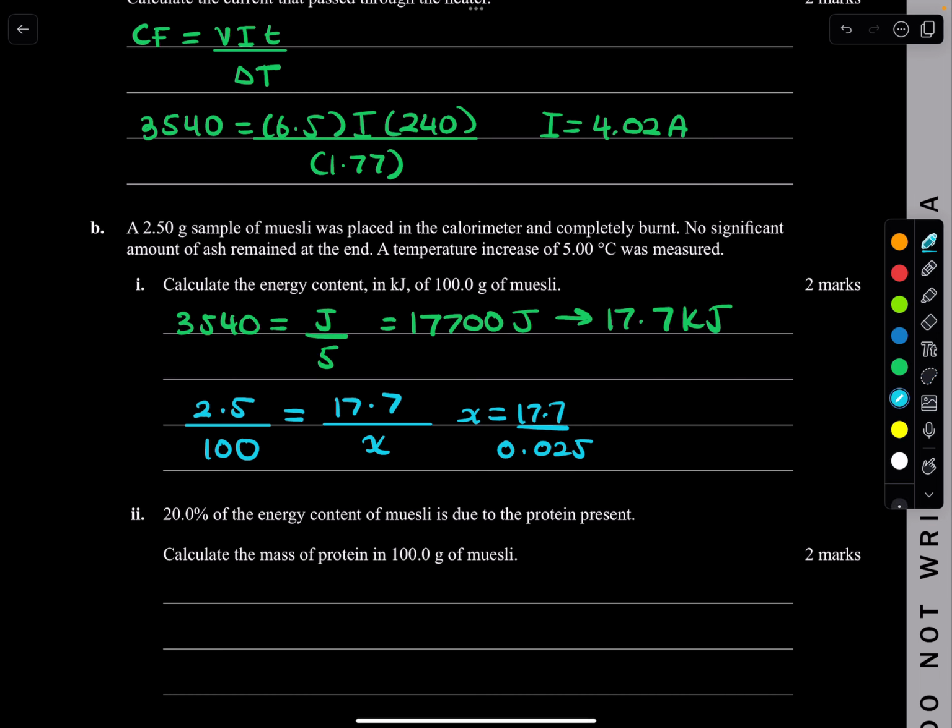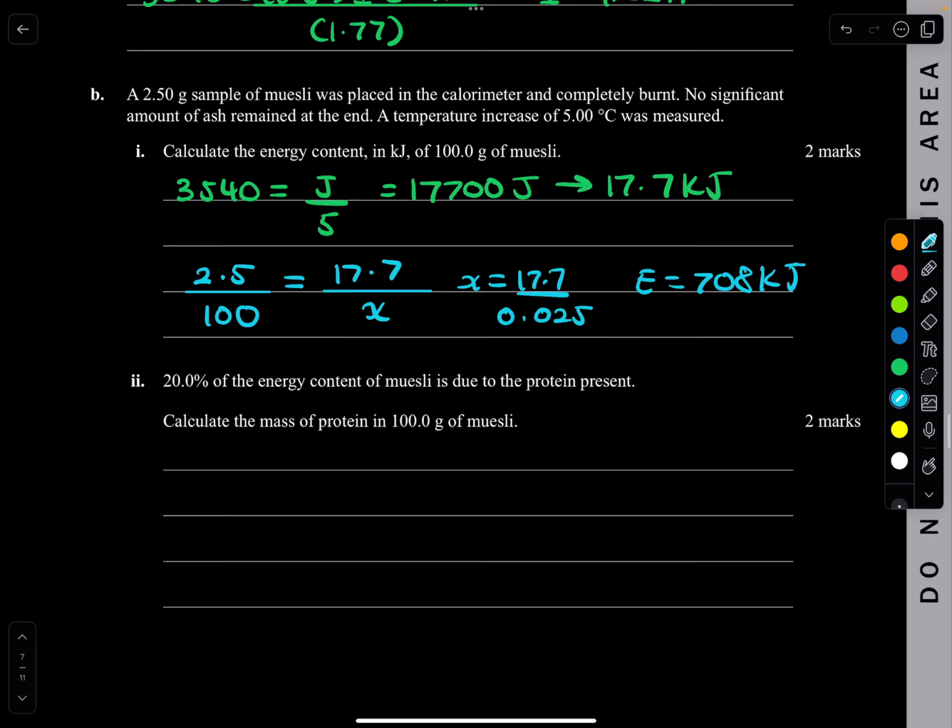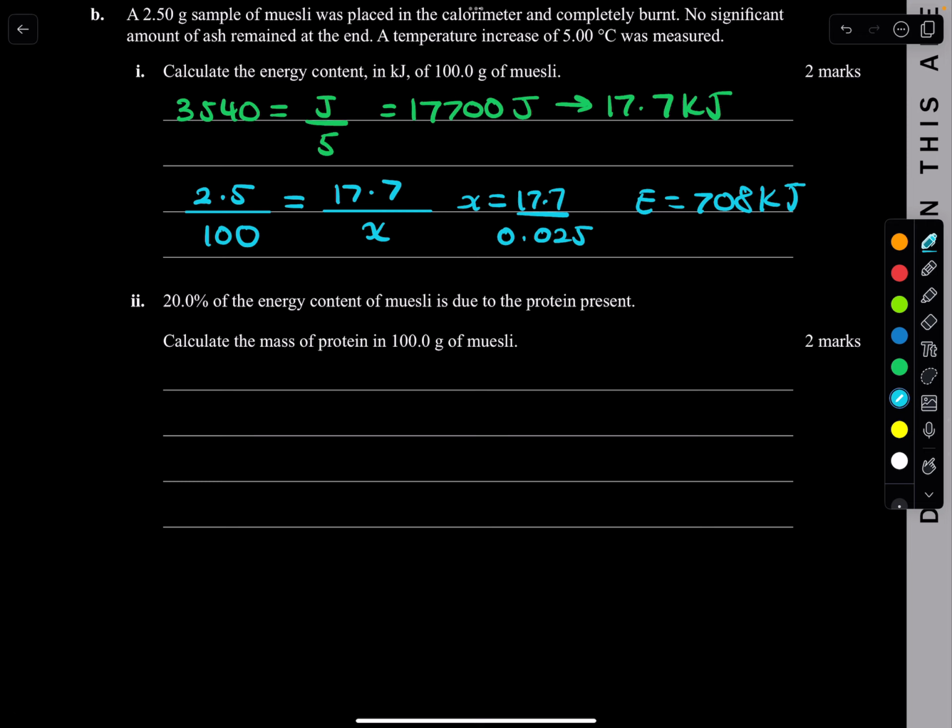So we get the actual energy: 708 kilojoules. So basically, if you burn 100 grams of muesli, you should release 708 kilojoules. 20% of the energy content of muesli is due to the protein present. Calculate the mass of the protein in 100 grams of muesli.